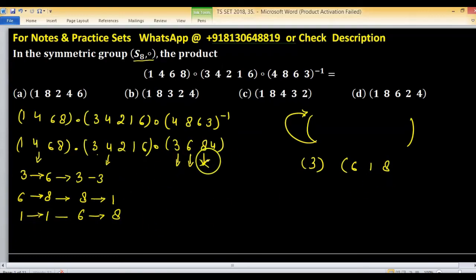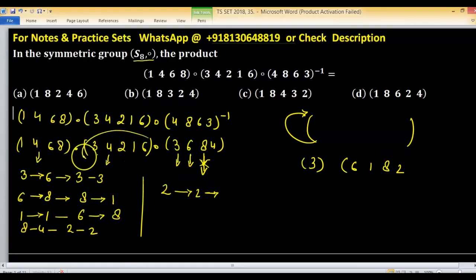Now check 8. Now 8 is going to 4. 4 is going to 2. 2 is going to 2. So 8 is going to 2. Now check 2. In the third one, 2 is going to 2. In the second one, 2 is going to 1, and 1 is going to 4. So 2 is going to 4.